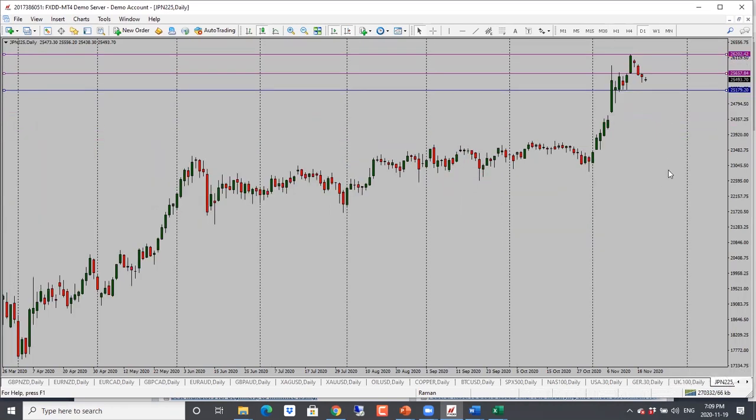And Nikkei here, Nikkei is slowly making its way lower. This is bearish at the moment, neutral to bearish, looking for 25,180 back into the support here. So neutral to bearish bias here for Nikkei.